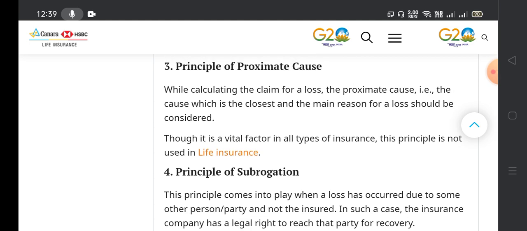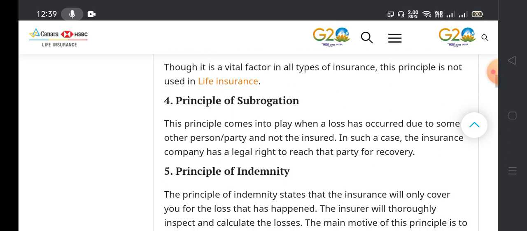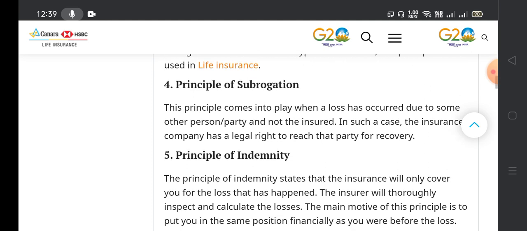Number three is the principle of proximate cause. While calculating the claim for a loss, the proximate cause, like the cause which is the closest and the main reason for a loss, should be considered. Though it is a vital factor in all types of insurance, this principle is not used in life insurance.